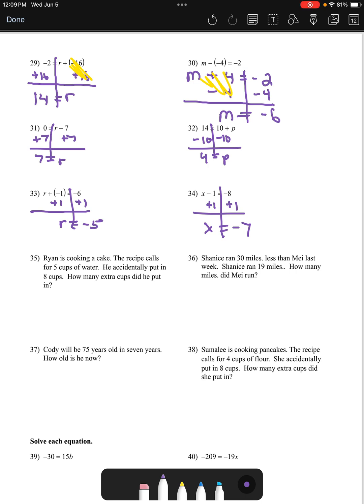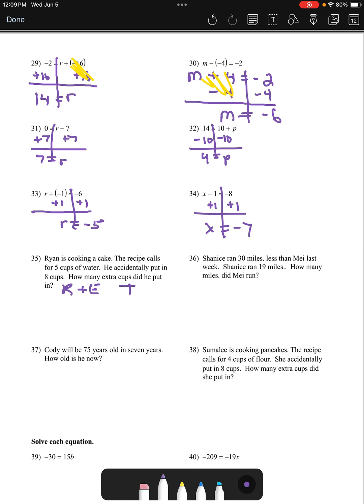Ryan is cooking a cake. The recipe calls for 5 cups of water. He accidentally put in 8 cups. How many extra cups did he put in? Okay, so what do we know? We know that he put in a total of 8. We know he put in some extra, and we know what the recipe called for. So the recipe plus what he put in extra would be the total.